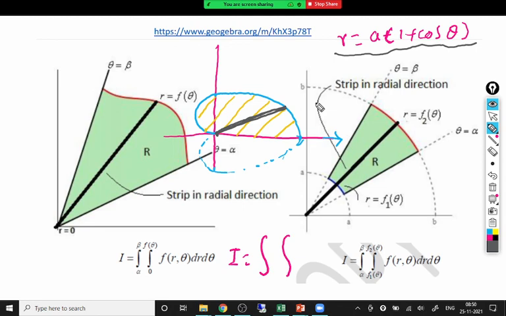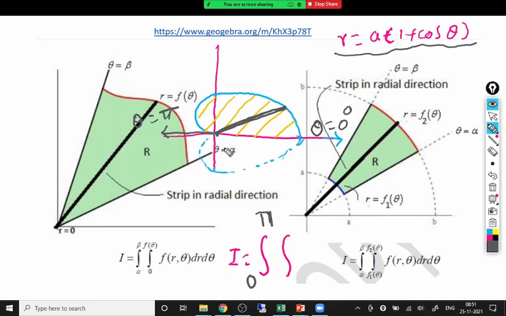Where does the region start? Zero. Yes, obviously zero, theta equal to 0 degree. And the region ends at theta equal to pi. So outer limits are 0 to pi. We draw this strip at theta equal to 0, and then we drag it up to theta equal to pi.